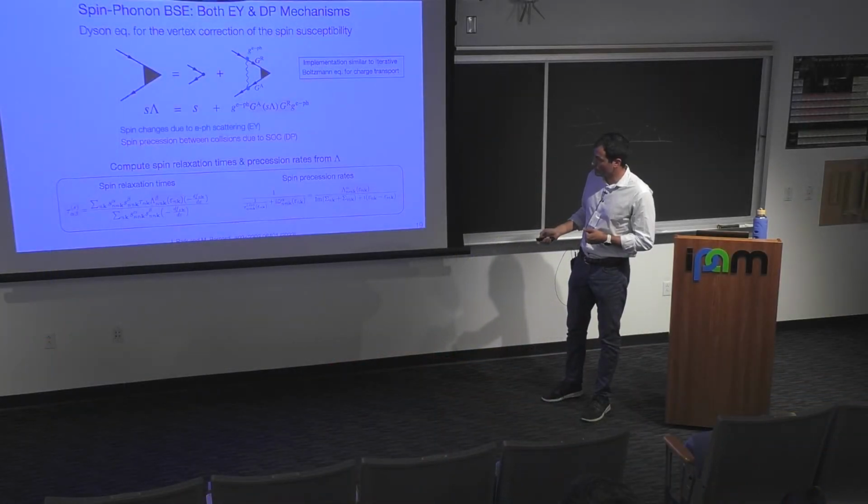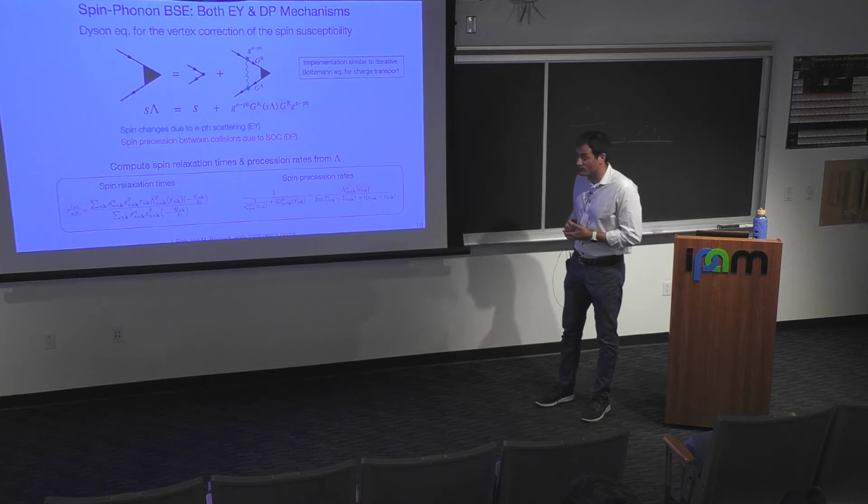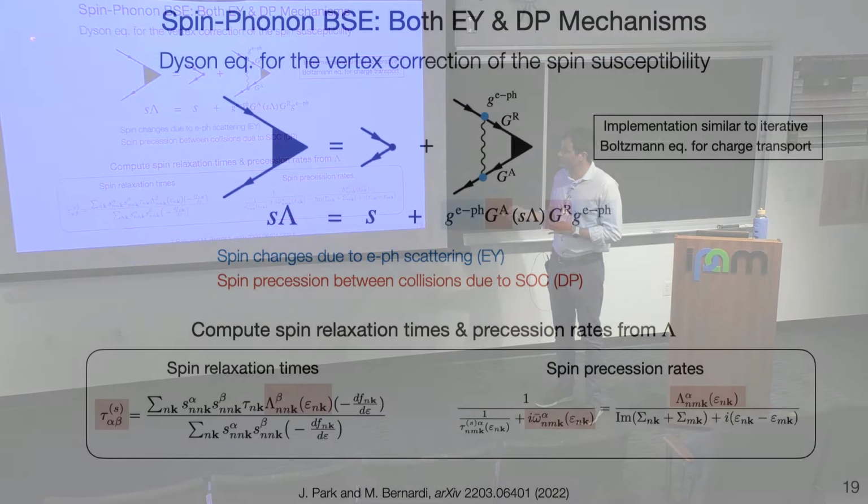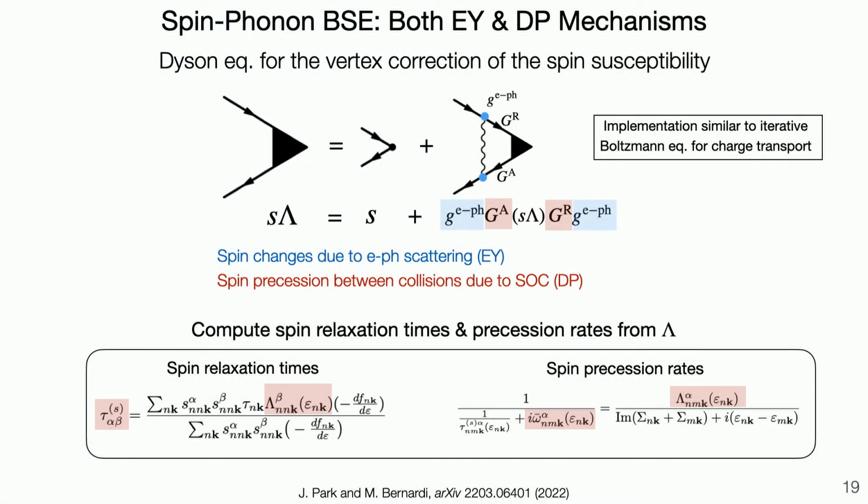So recently, working with a student of mine, Jin-Soo Park, we've made significant progress on this problem. In particular, we have developed a method that we call the spin-phonon Bethe-Salpeter equation that includes on the same footing both the Elliott-Yafet and the Dyakonov-Perel mechanisms. The spin-phonon Bethe-Salpeter equation is essentially a Dyson equation for the spin vertex.